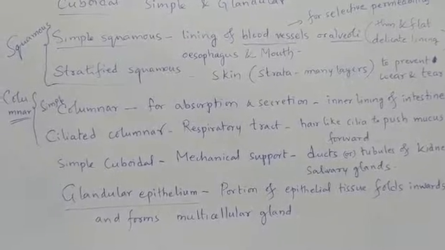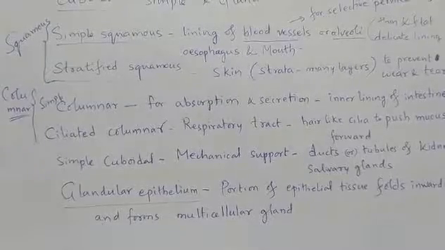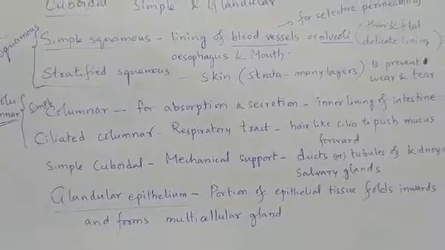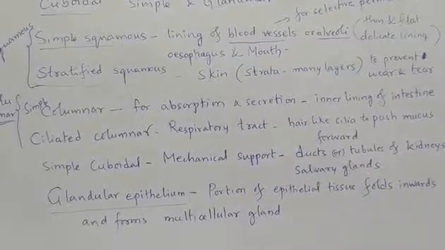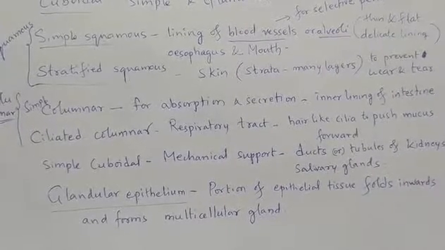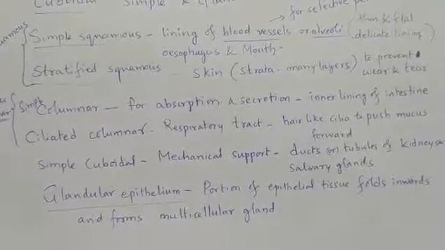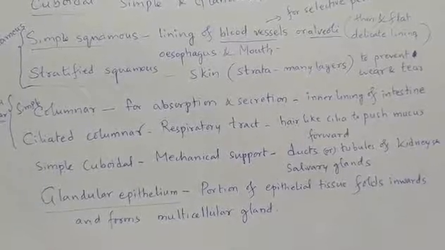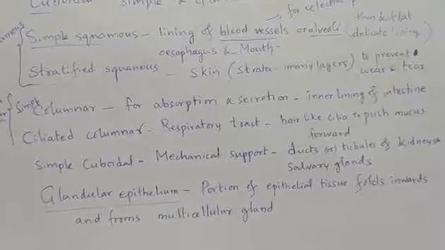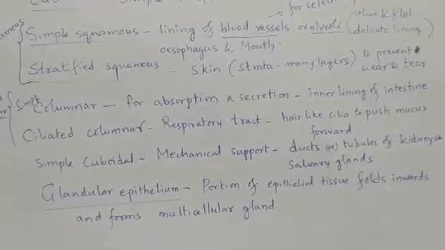Next, cuboidal epithelial tissue. Simple cuboidal epithelial tissue is mainly meant for mechanical support, where liquids move with force in such vessels like tubules of the kidneys, proximal convoluted tubule, distal convoluted tubule, like that, and ducts of salivary glands, where saliva will be moving out.